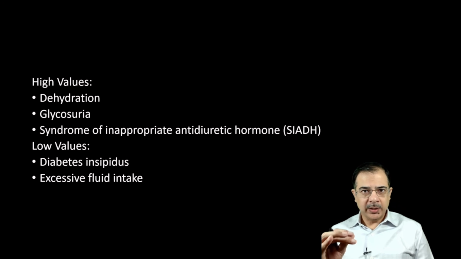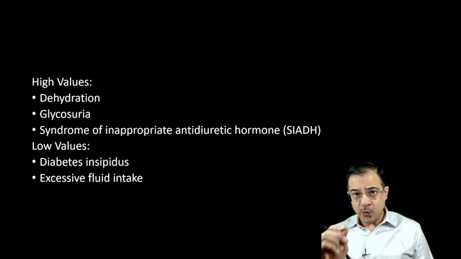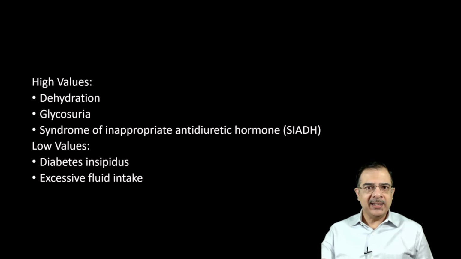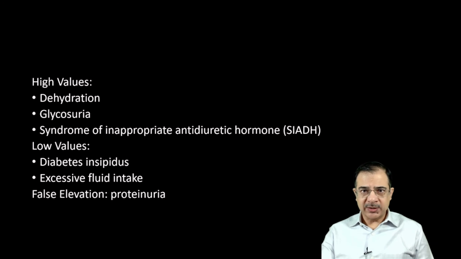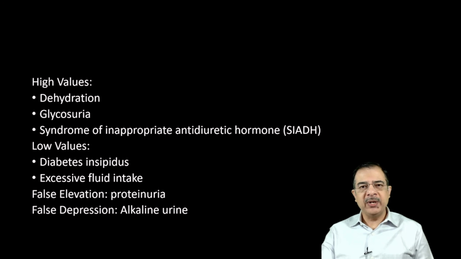So whenever the physical examination of the urine is given as specific gravity, focus on the specific gravity, and then you can retrogradely ask the history from the patient. False elevation can be seen in excess proteinuria, or it can be falsely low in alkaline urine.